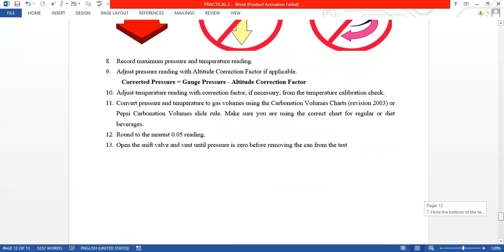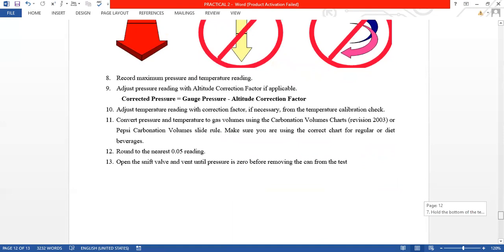This is how corrected pressure is equal to gauge minus altitude factor. Convert pressure and temperature to the gas volume using carbonation volume charts. Round to the nearest 0.0 reading. Open the sniff valve vent until the pressure is 0 before removing the can from the test.